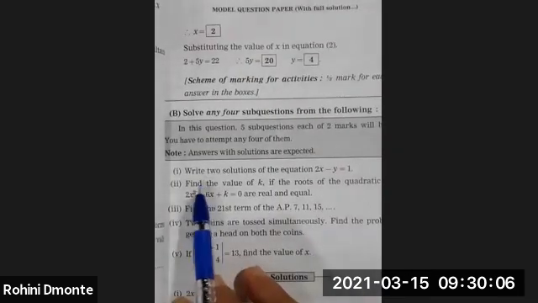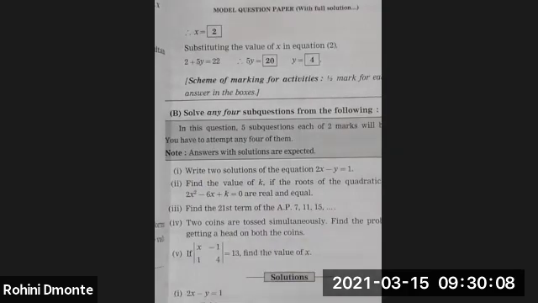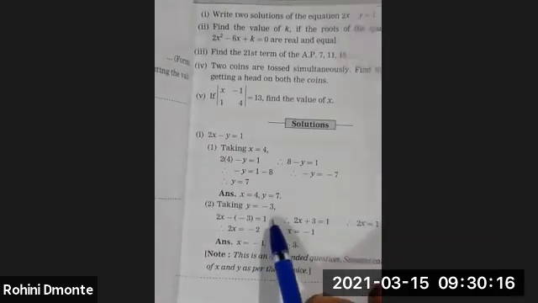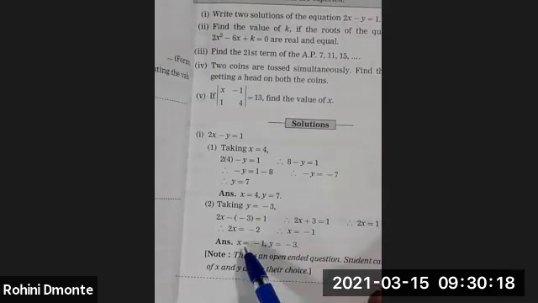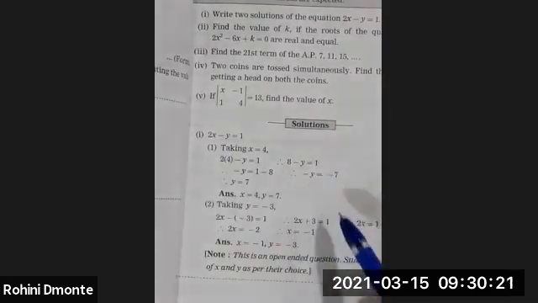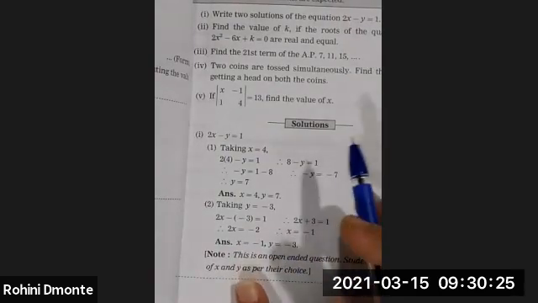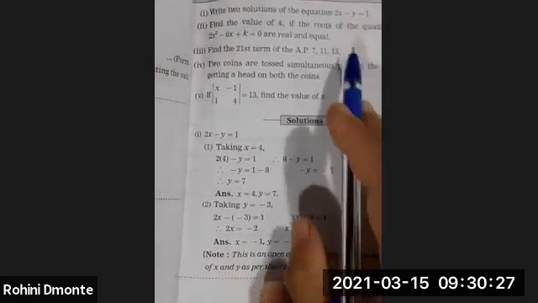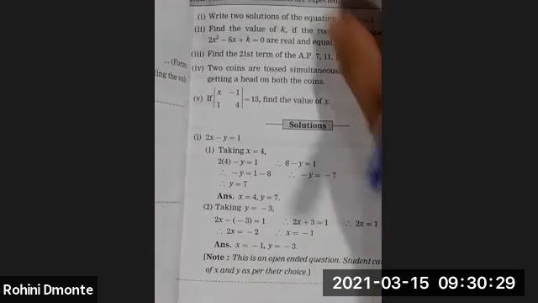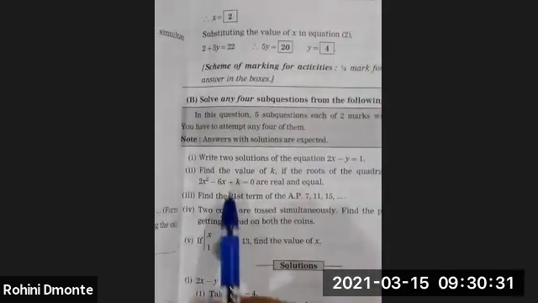Now here we want 2 solutions. So take another value as y. Anything you can take of your choice. Here they have taken y is equal to minus 3. Just substitute this value in this given equation. You will get the corresponding value. So this is nothing but the 2 solutions of this given equation. Now let us move to the next equation.